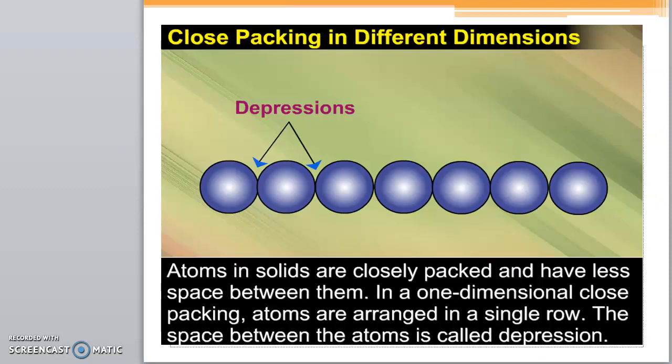Then we looked at this diagram, wherein these gaps between two atoms, okay, they're called depressions. So depressions, basically they are the ones which are responsible for creating voids that we'll come to know later.